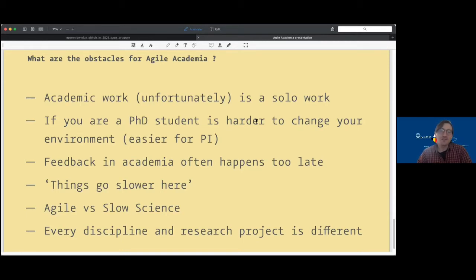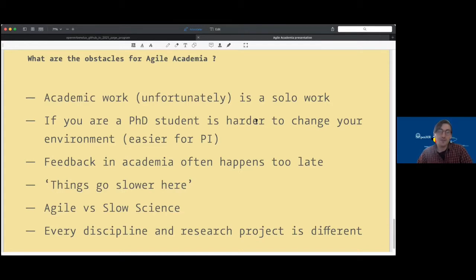Yes, so maybe this slow science values. There's something that maybe we should think about: we shouldn't blindly use that approach, because it's more for companies that use it for getting products, for getting money, and maybe academia is not for that.